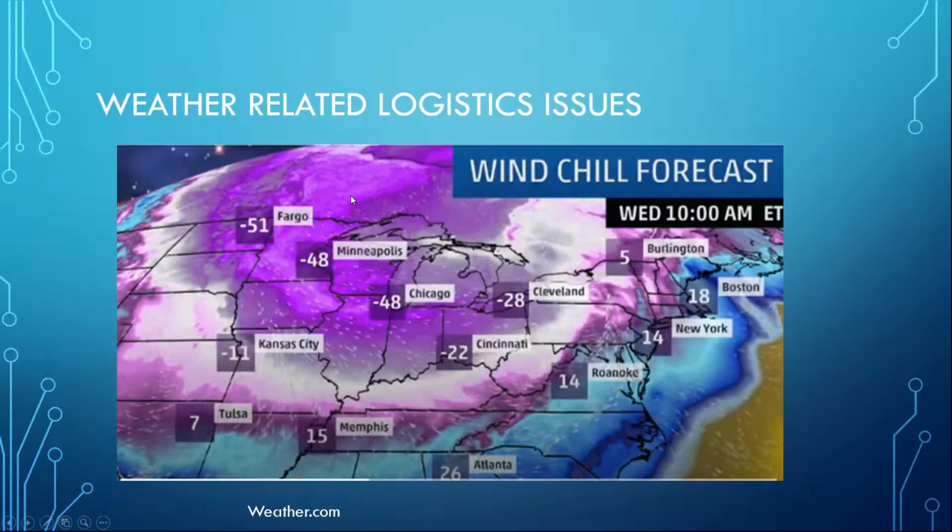This is a screenshot of the weather map in the United States in one of the years. With temperature records of minus 51 and minus 48, how would that affect facilities located in these areas? How could docking doors be protected during loading and unloading? Could the truck even get to the door because of the snow that will be blocking the door? Are the workers protected? Can they even get to work and work in the warehouse?